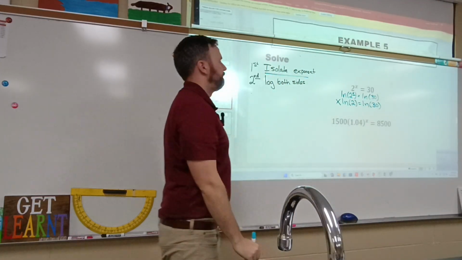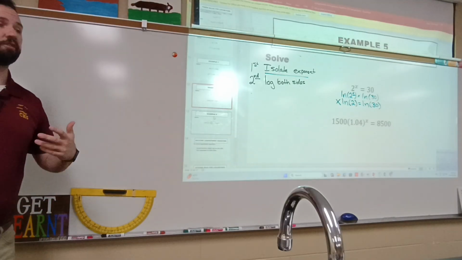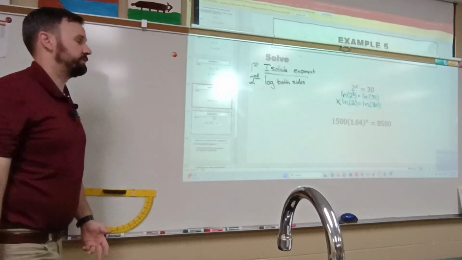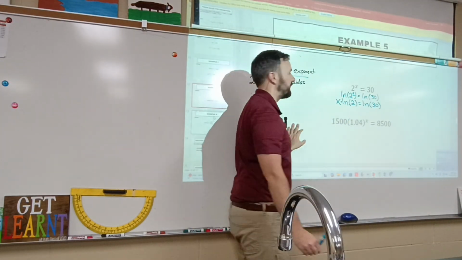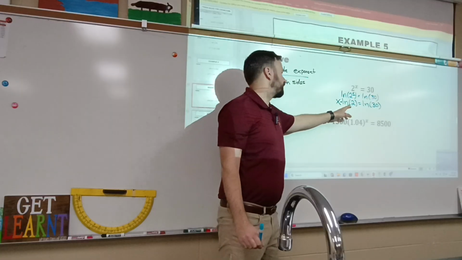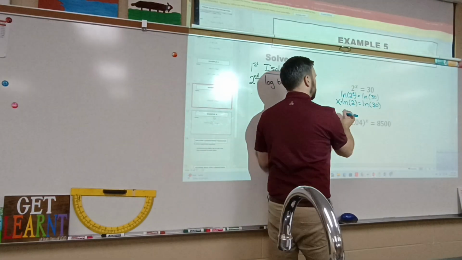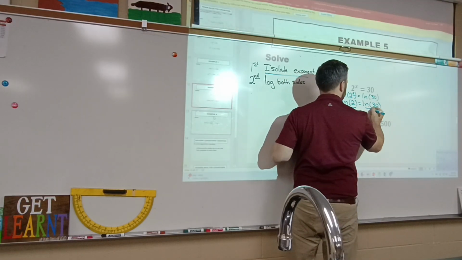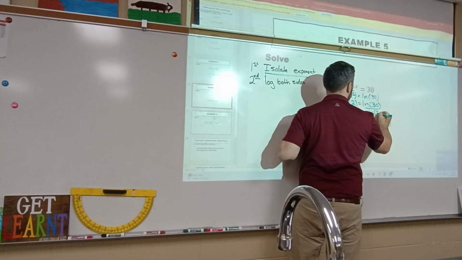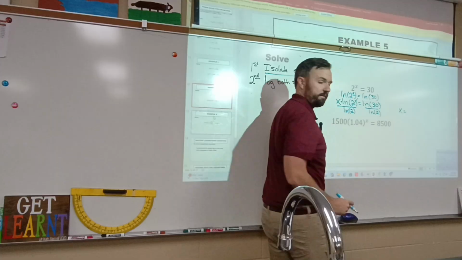Right? Now remember, is natural log of 30 a number? Yes. Natural log of 2 is a number? Yes. And this is just x times a number. It looks really scary, but this is just a number times x equals a number, right? So what am I going to do to both sides? Divide by that number. And then plug that in your calculator and see what you get.